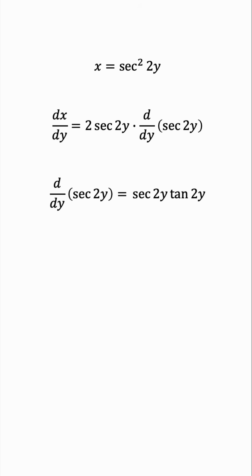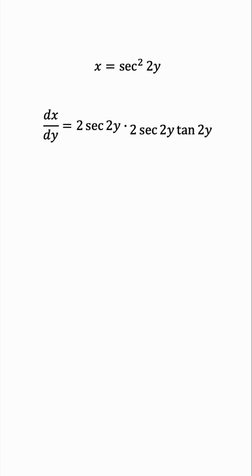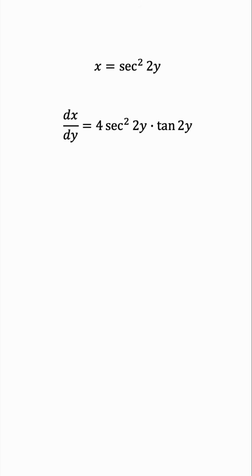But that's just 2. So we have 2 secant 2y tan 2y, and we can substitute that in the equation for dx by dy. 2 times 2 is 4. We have 2 secant 2y copies, so that will be secant squared of 2y. And now let's invert this to get dy by dx is the reciprocal of 4 secant squared 2y tan 2y.